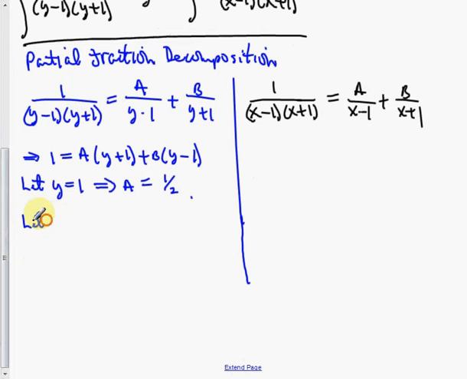And then secondly, let y equal -1 to cancel out the a to solve for b. So if y is -1, I get 1 is equal to 0 plus b times -2, that is -1 minus 1. So I get 1 is equal to -2b. That is, b is equal to -1/2.